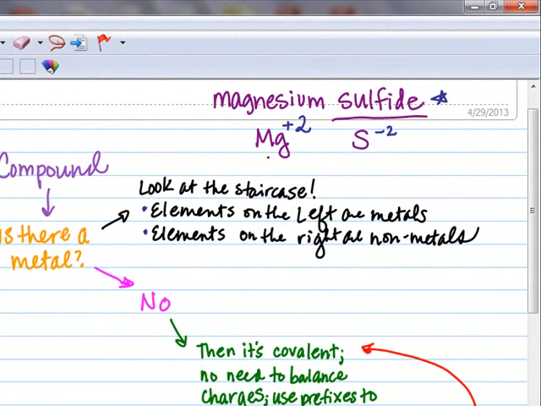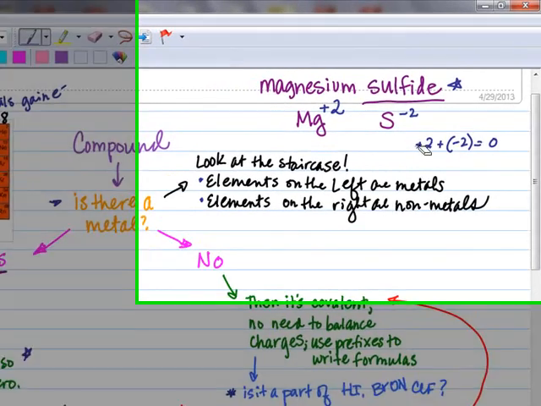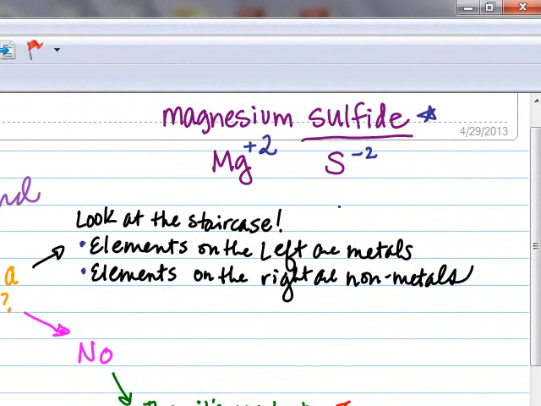So when we put magnesium with a +2 charge together with a sulfide with a -2 charge, let's add up the charges. A +2 plus a -2 equals 0. And isn't that what we needed in our final compound? The charges needed to equal 0. So that means that we only need 1 magnesium and 1 sulfide, and so magnesium sulfide has the formula MgS.